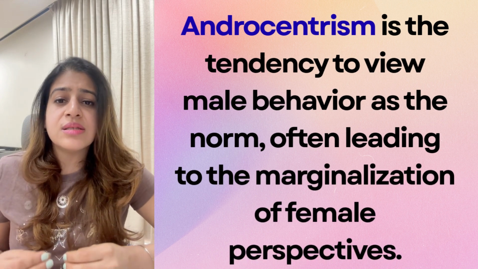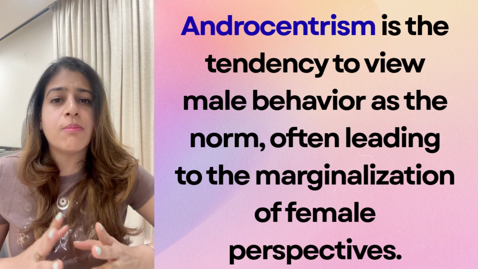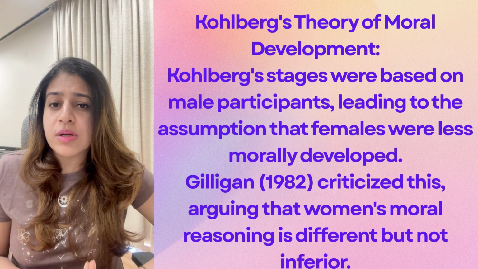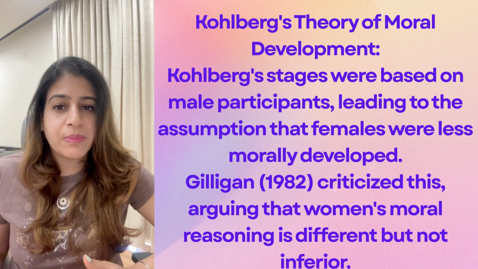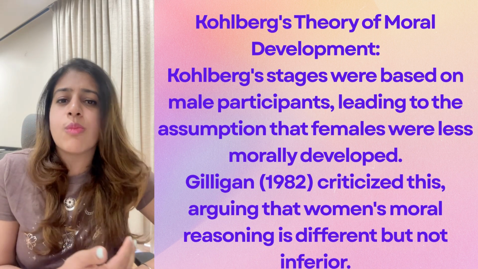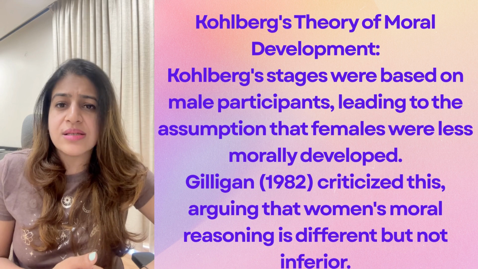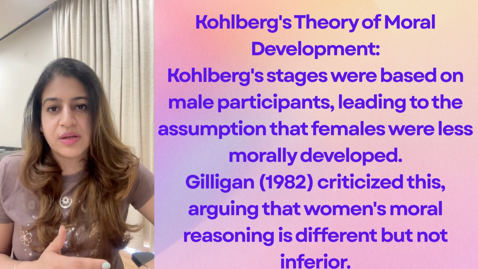Next bias is androcentrism. Androcentrism is the tendency to view male behavior as the norm, often leading to the marginalization of female perspectives. For example, in Kohlberg's theory of moral development, Kohlberg's stages were based on male participants, leading to the assumption that females were less morally developed. Gilligan 1982 criticized this, arguing that women's moral reasoning is different but not inferior.